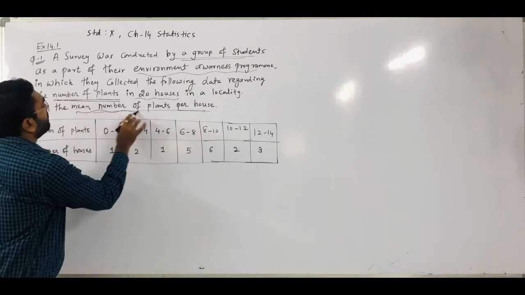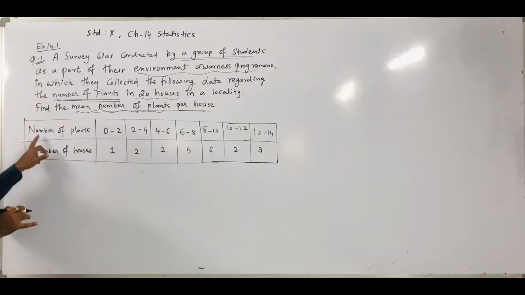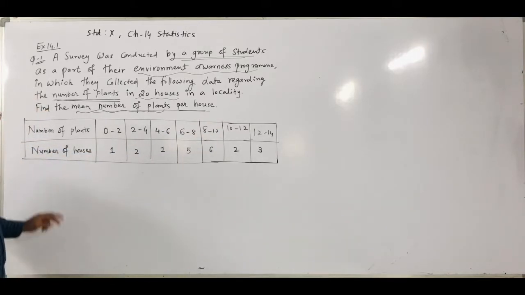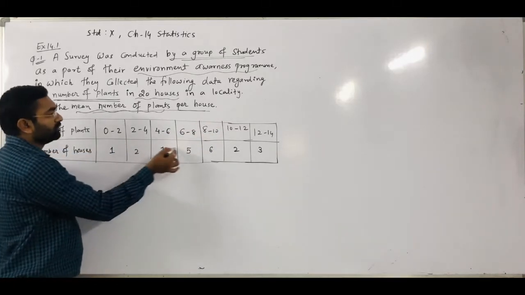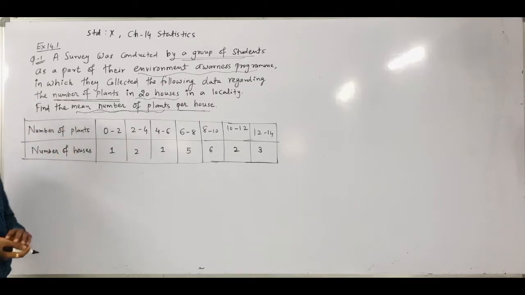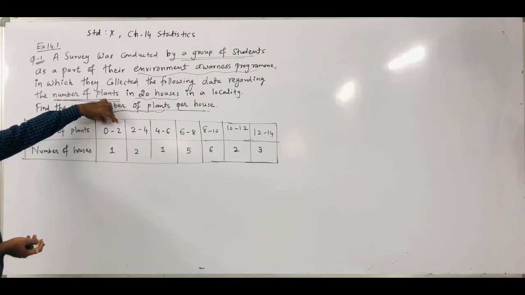How many plants? Its mean we have to find out. So the data is given: number of plants 0 to 2, 2 to 4, up to 12 to 14. Number of houses is given as 1, 2, 1, 5, 6, 2, 3. Now what is the meaning of the given observation? Here we can say there is one house in which the number of plants is from 0 to 2.